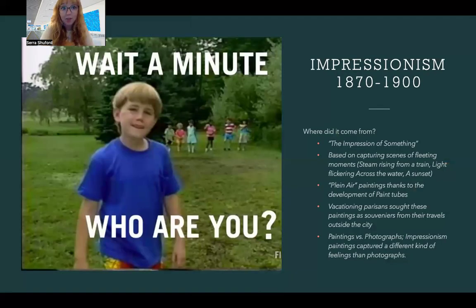And then lastly, we have Impressionism that goes on between 1870 and 1900, roughly. I'm just saying 1900, cutting it off there because that helps us with the timeline a bit, because everything after the 1900s is what we're going to label modern art. But it might be a little past then, like 1905-ish. So the Impressionism period comes from these artists wanting to capture the impression of something. It's based on capturing scenes of fleeting moments, like steam rising from a train, light flickering across the water, or a sunset. It also comes from the development of the plein air painting that we see being used a lot.